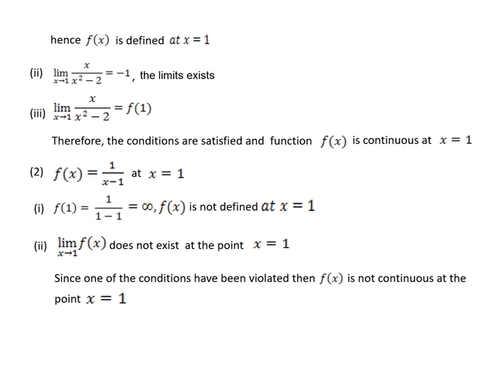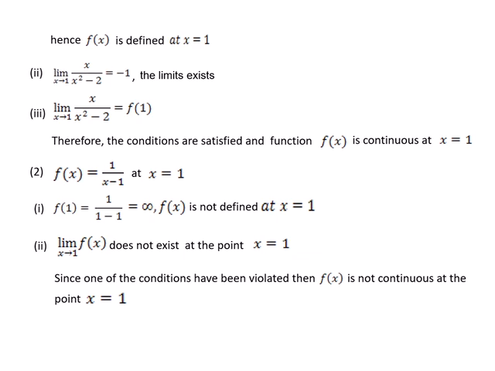So let's look at question number 2, where we have f of x equal to 1 over x minus 1 at x equal to 1. So firstly, let's substitute the value of x into the function given. We see that the answer we got is infinity.